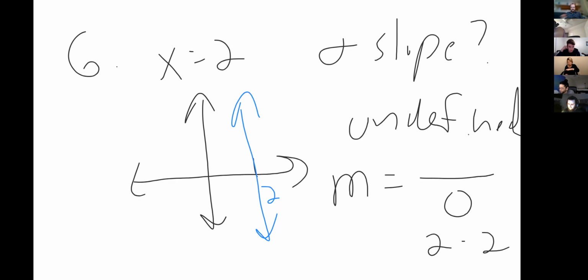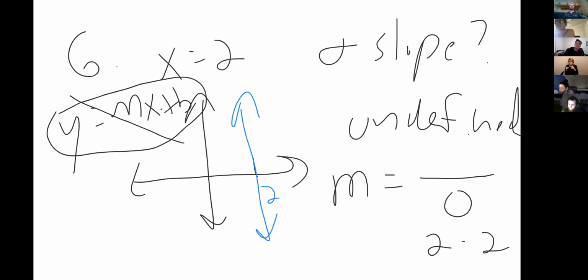The other thing is that when we try to define this as a line, we can't put this in the slope-intercept form. It's hard to define it as a line as well. So that might help you realize it's undefined. The slope is dividing by 0, and that's also undefined.